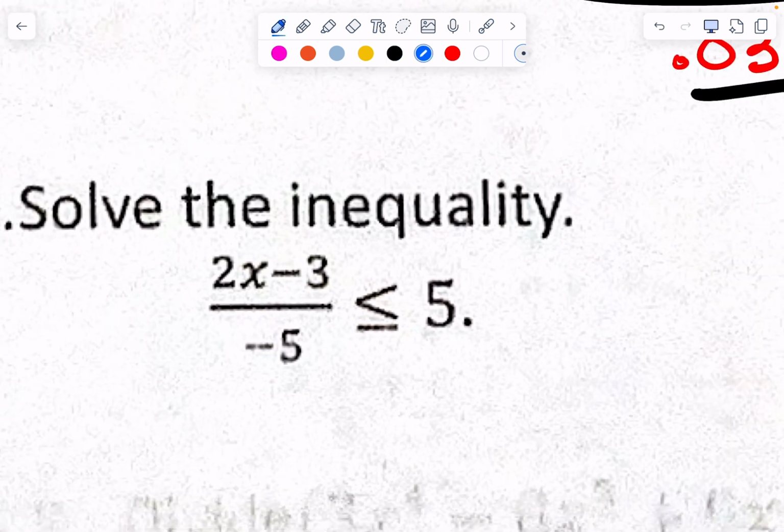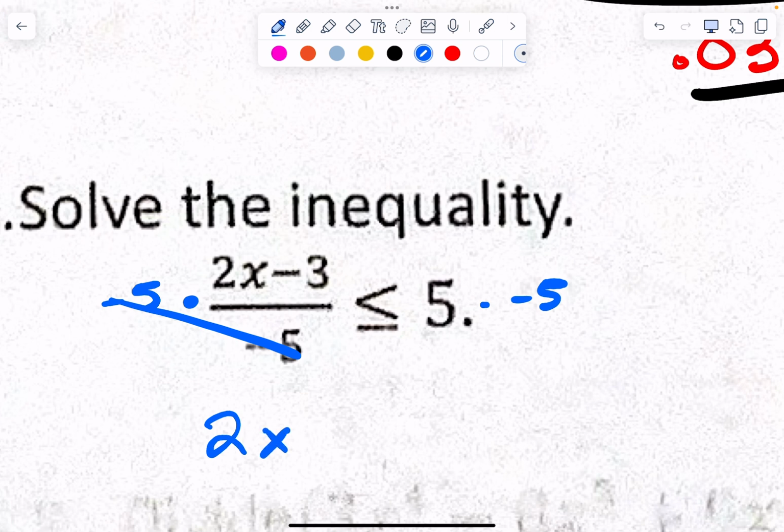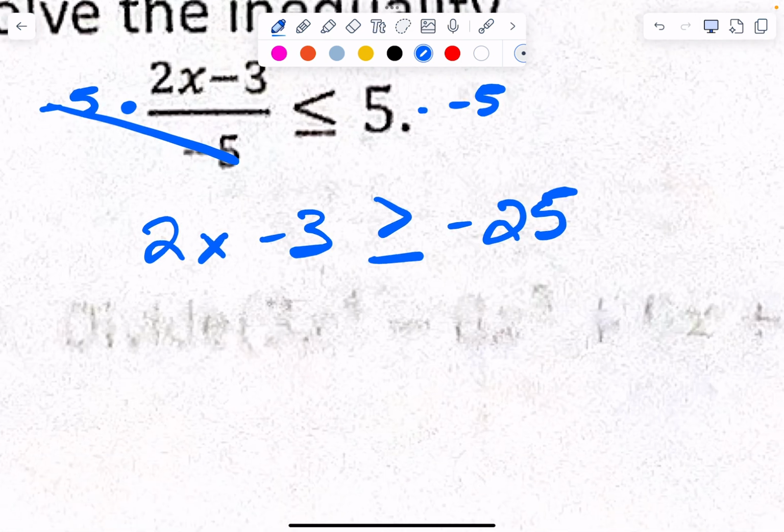Strategy. Can we multiply the negative 5 over? Times negative 5, flip the sign, right? 2x minus 3 is greater than or equal to negative 25. Okay, now what?